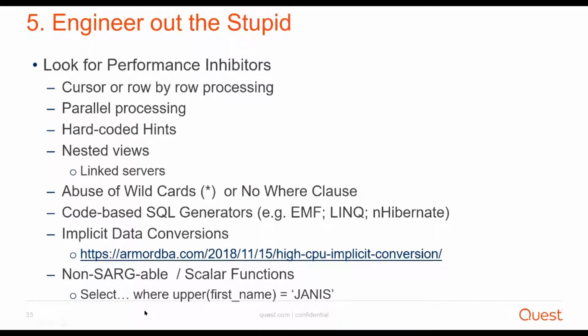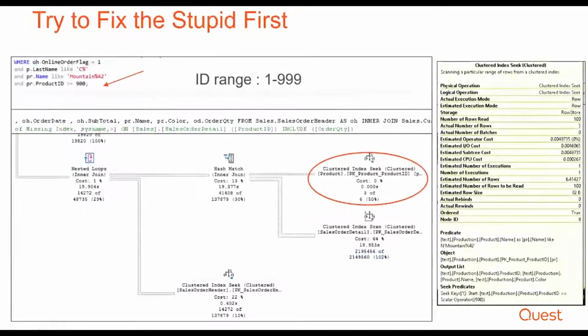Non-sargable, where it isn't indexed, or you turned off an index. I saw this from a customer the other day where they were doing an UPPER, I think it was last name, but they were turning off the index on that column. So I engineered out my stupid by looking at the data, and product ID only went up to 999. So I could just change my query to be product ID greater than or equal to 900. And that gave me the same result set. And then, of course, it did the right thing. No implicit conversion. It actually did a seek on product ID, and it became very efficient that way.